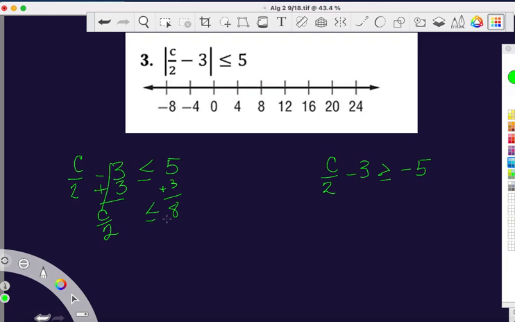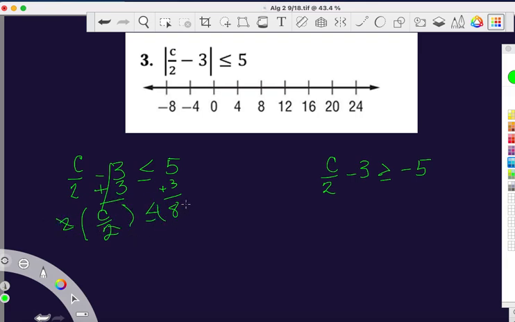What number divided by 2 is equal to 8? 16. 16 divided by 2, right? So we're going to end up with 16. How do I get from 8 to 16? Multiply by 2. So I can get rid of this division by multiplying by that same 2, right? And those two cancel.